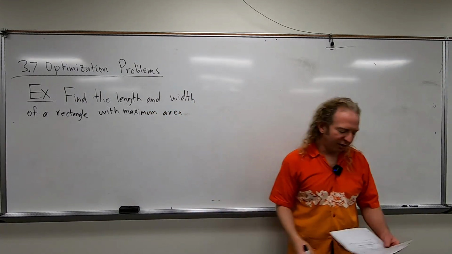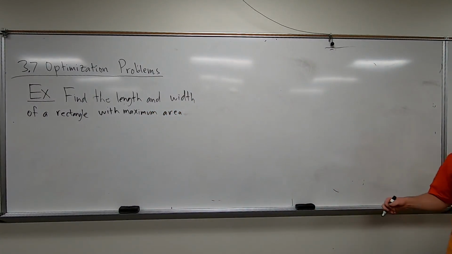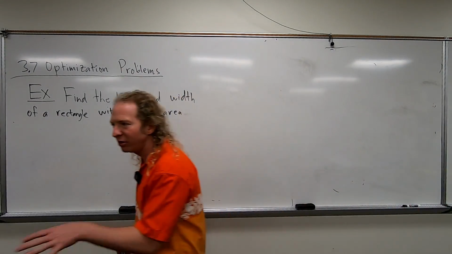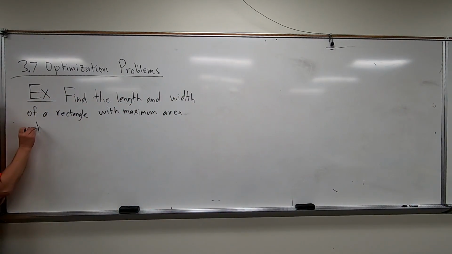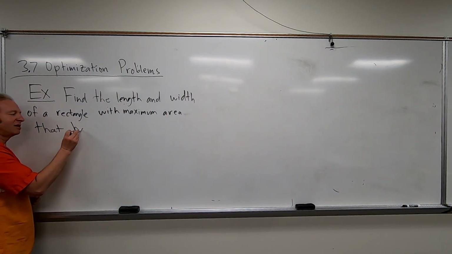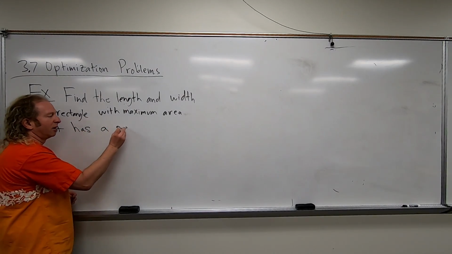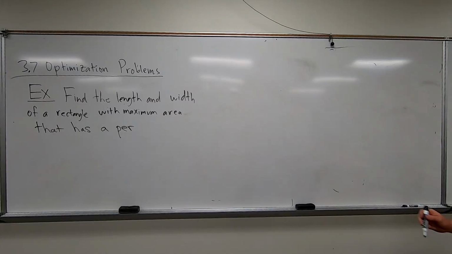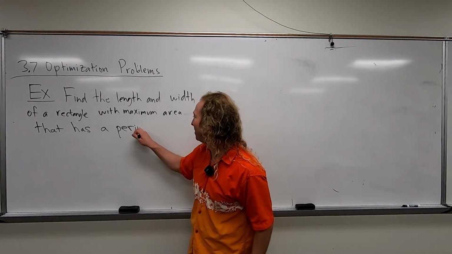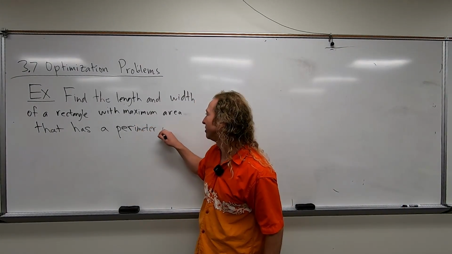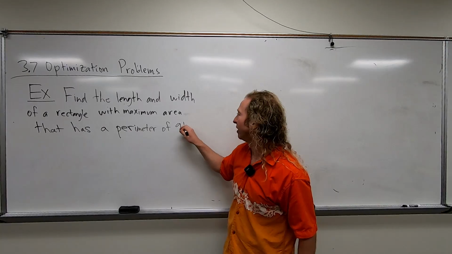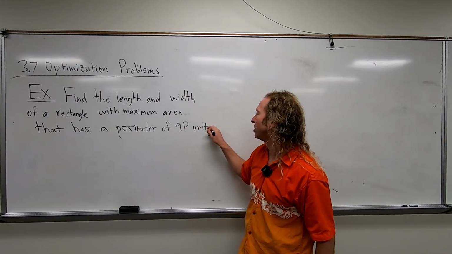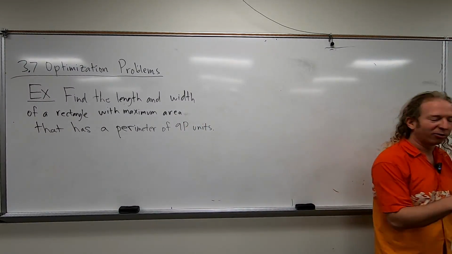And there's a condition. They give us a fixed perimeter. It says that it has a perimeter of 9p units. I can't spell perimeter. Perimeter of 9p units. So what's p? I have no idea. But the homework does this, so I figured I'll do it like the homework.